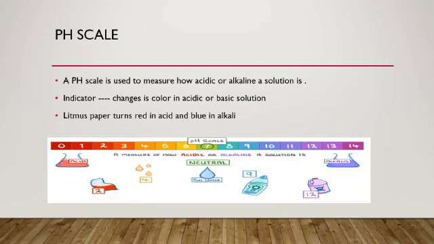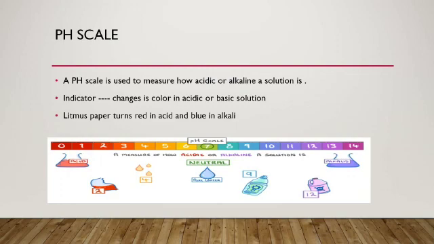So as you can see here, the number 7 is given to the neutral solution, that is water. The number 2 is given to the hydrochloric acid produced in our stomach. Number 4 is given to the acidic rainwater. Number 9 is given to an alkaline washing powder. And number 12 is given to a strong bleach, that is a strong alkali.